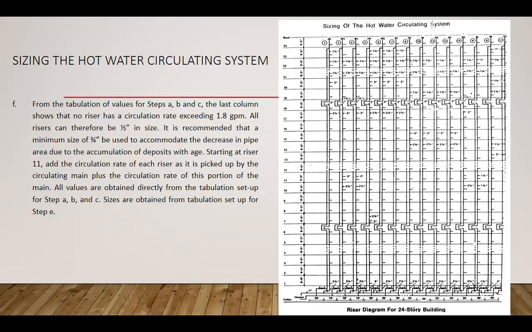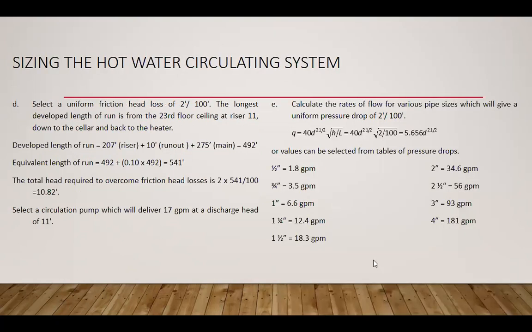Recommended lang. Starting at riser 11, add the circulation rate of each riser as it picks up by the circulating main plus the circulation rate of this portion of the main. All values are obtained directly from the tabulation setup for steps A, B, and C. Sizes are obtained from the tabulation setup for step D. Here is the tabulation setup. If you go more than the 3/4 capacity of 3.5 or 3.6, you become 1 inch.